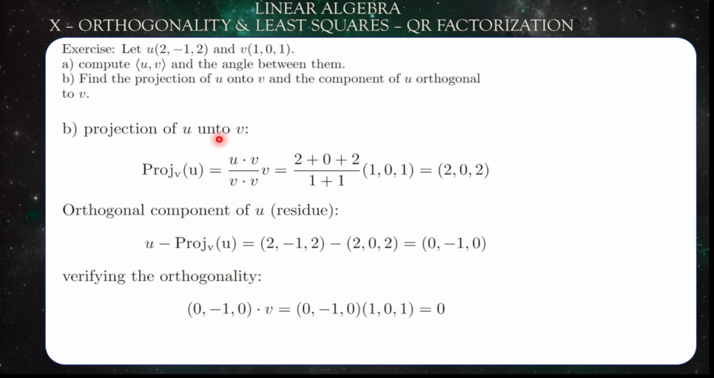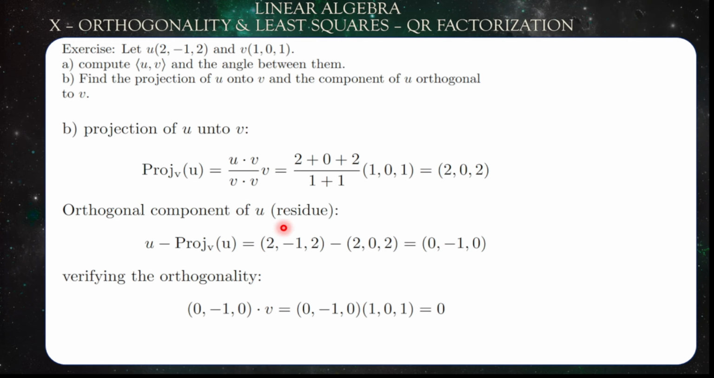B section, which is the projection of u onto v. Projection of u onto v is given by, and you remember the formula, u dot v divided by v dot v multiplied by v. So u dot v is 2 plus 0 plus 2, divided by v dot v, which is 1 squared plus 0 squared plus 1 squared, multiplied by v, which is 1, 0, 1. It is equal to 4 divided by 2, which is 2, multiplied by 1, 0, 1, or 2, 0, 2.